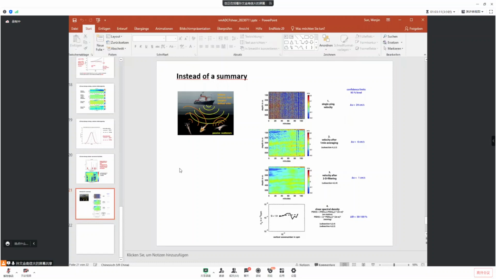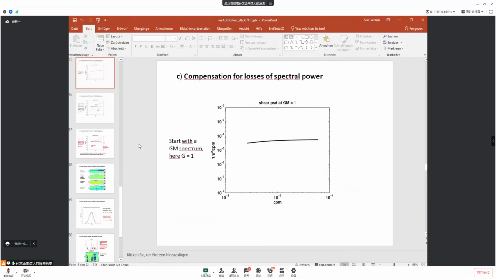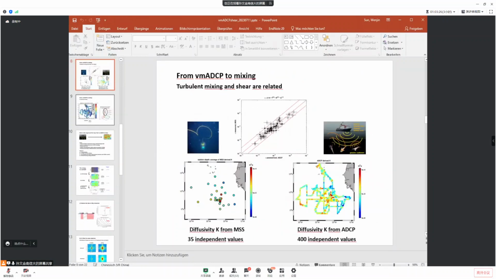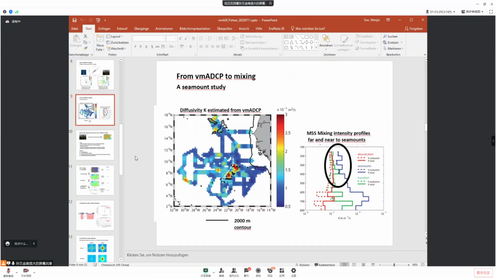And so for your presentation, I have a couple of questions. First of all, you have the slides that show this enhancement of the mixing over the seamount, right, off the Peru coast, right? That's a West African coast. West African, yes. Okay, so that enhancement is very distinctive. It's very outstanding. So, do you have any idea what caused this enhancement of the mixing over the seamount?